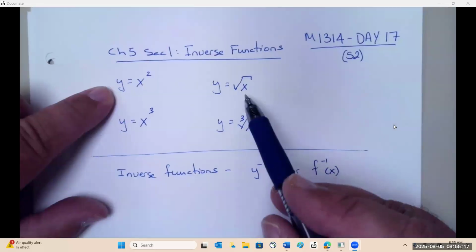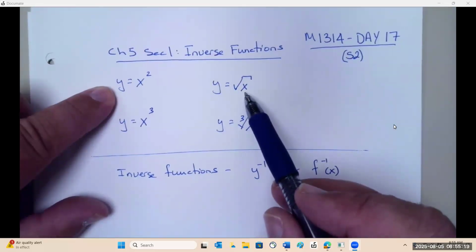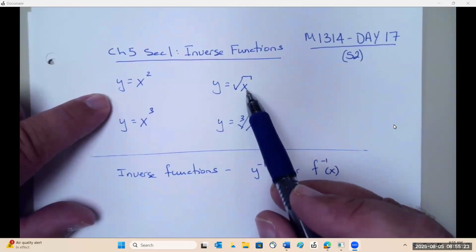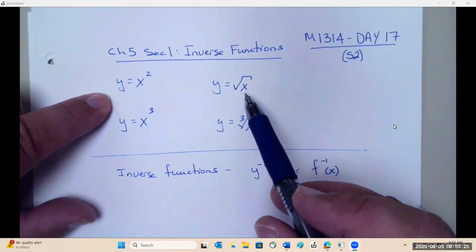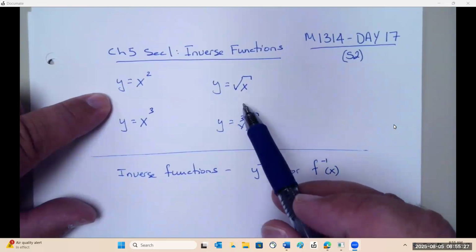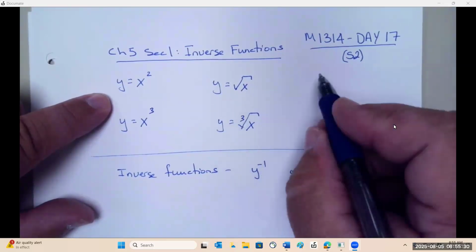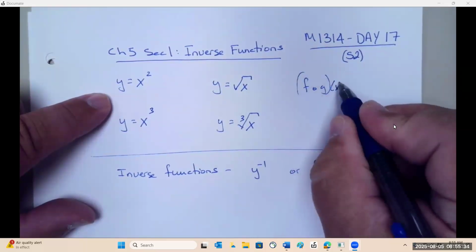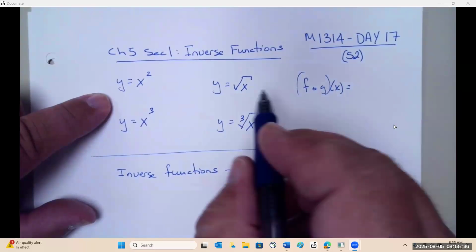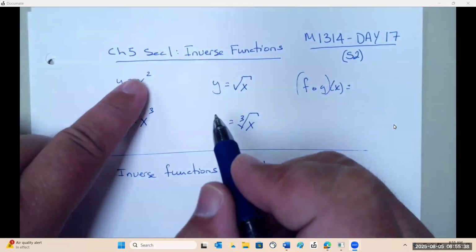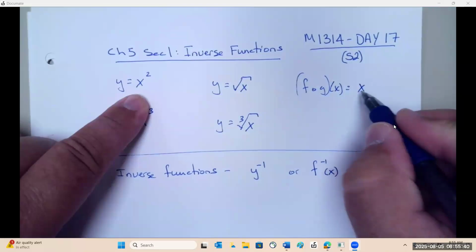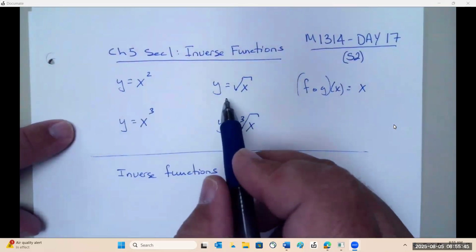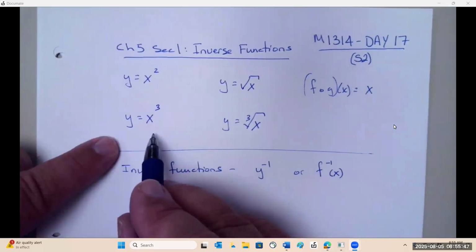So if we put these two together, if we did a composite function with these two, what would happen? What would it end up with? If we did f of g of x, and we put this one inside there, it would equal what? X. If we put this one inside of there, it would equal X. Same with this one.